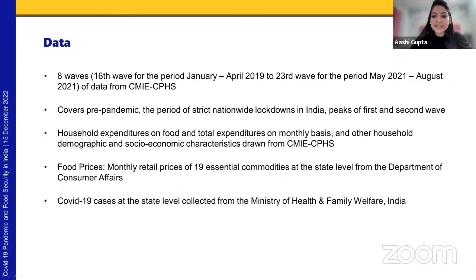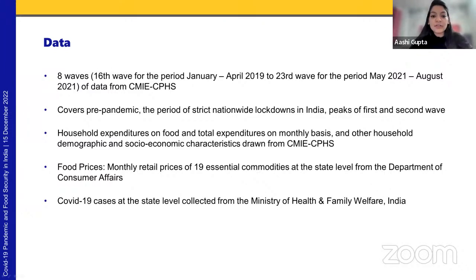Pooling the cross-sectional data from these 8 waves helps us assess the factors influencing food expenditure shares over time, especially before and during the COVID-19 pandemic in India. We are all aware of the Consumer Pyramids Household Survey, which is a continuous survey administered on a panel of sample households. It delivers fast, high-frequency data on consumption expenditure of households collected thrice every year.